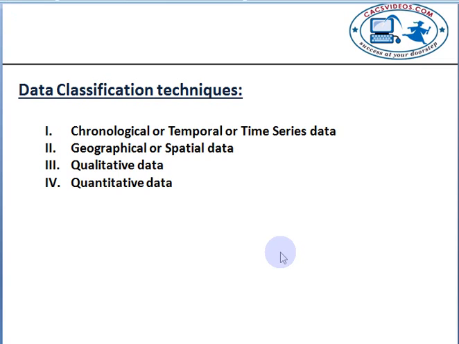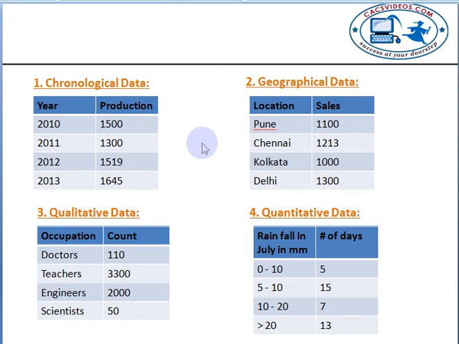There are four different data classification techniques. First is chronological or time series data, second is geographical data, third is qualitative data, and fourth is quantitative data. We'll discuss all these four in detail in our next slide. In this slide I have explained all four data classification techniques.